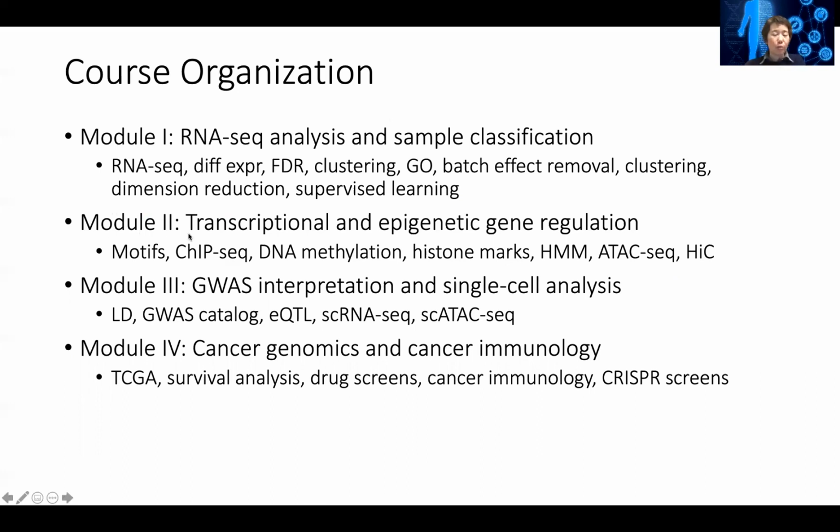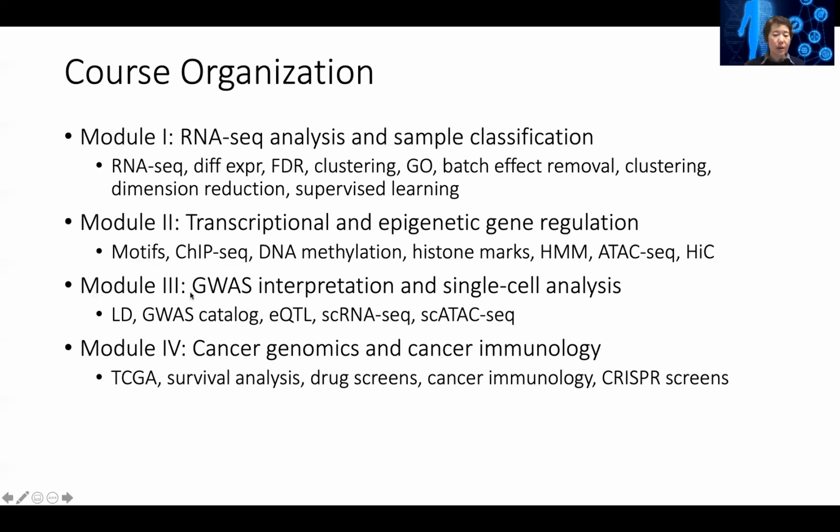In module 2, we will cover transcriptional and epigenetic gene regulation. Basically, module 1 will show you these genes are differentially expressed, but then the second module will tell you why they are differentially expressed, right? So here we cover transcription factor motif finding, ChIP-seq, DNA methylation, histone modification, how to use hidden Markov models to annotate genome segments, and chromatin accessibility and higher order chromatin interaction, and how to use these types of data to understand gene regulation.